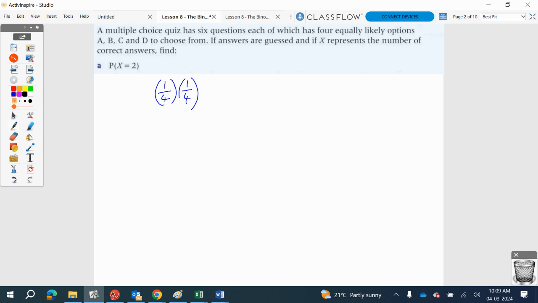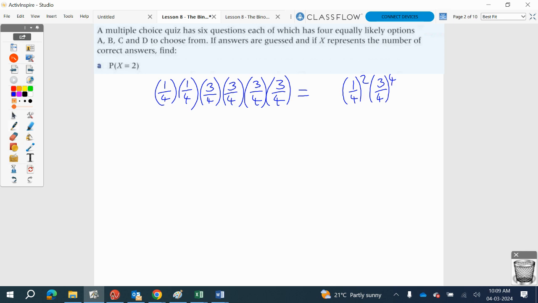Now we only want 2 questions right. What do we have to do to the next question? We have to get it wrong. So what's the probability for getting something wrong? So we need a 3 out of 4. And then how many questions do we need to get wrong? 4. We have to get 4 questions wrong. So this is the probability of getting 1 question right, 1 question right, 4 questions wrong. And this can be simplified to 1 over 4 squared, 3 over 4 to the power of 4, like this.